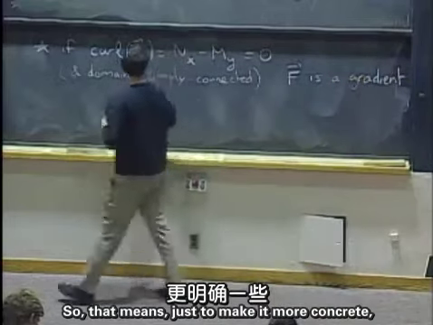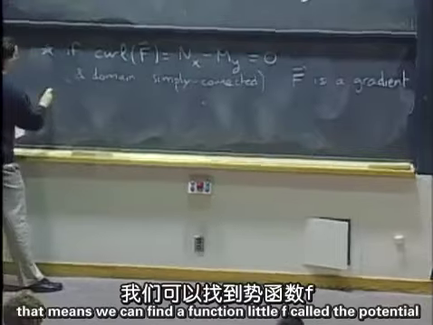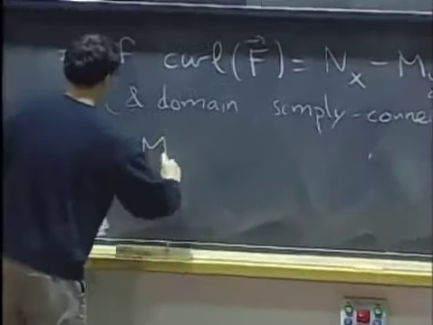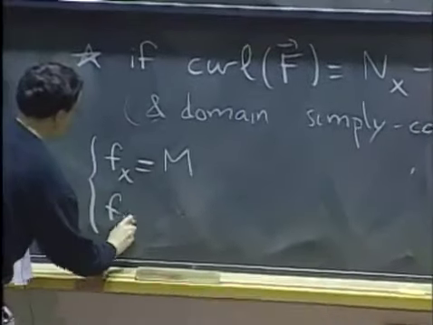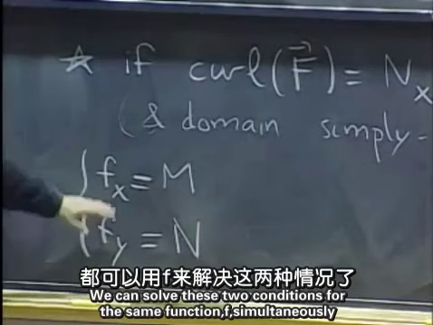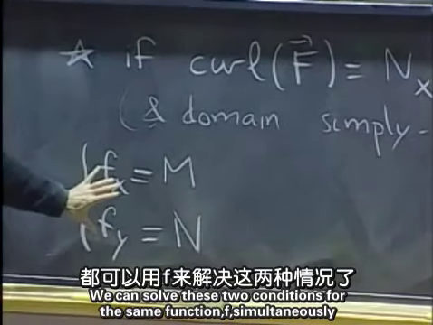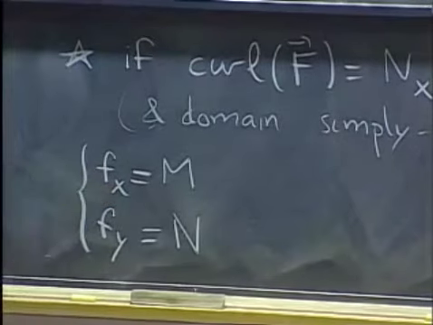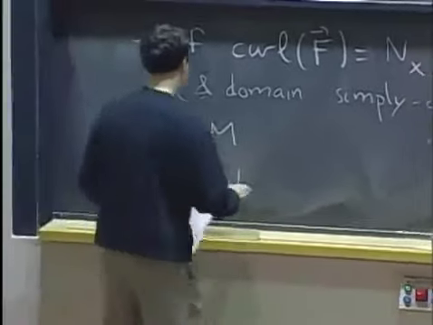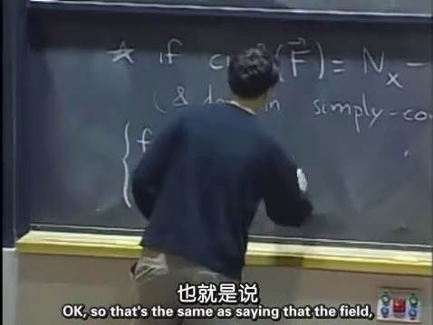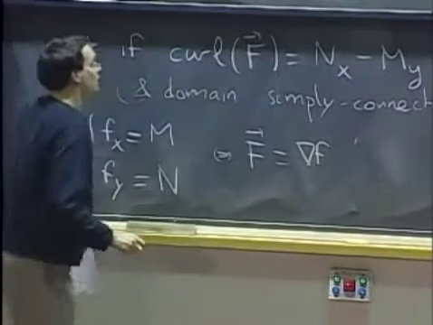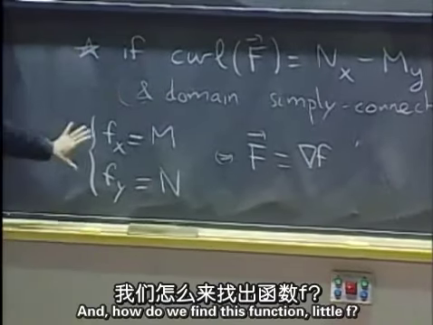So that means, just to make it more concrete, that we can find a function little f called the potential such that its derivative with respect to x is M and its derivative with respect to y is N. We can solve these two conditions for the same function f simultaneously. That's the same as saying that the field big F is the gradient of little f. And how do we find this function little f?